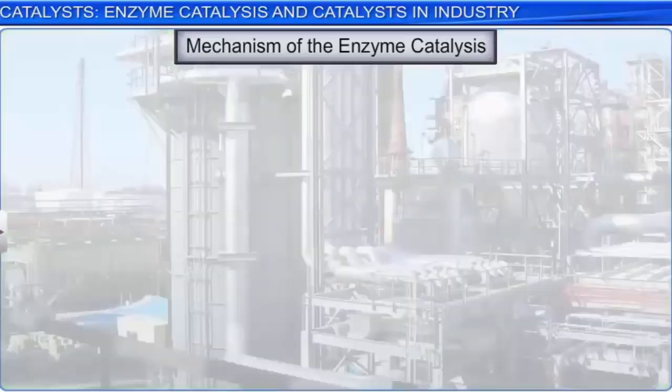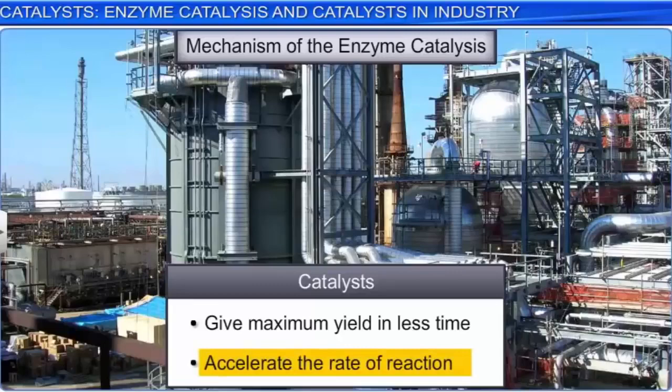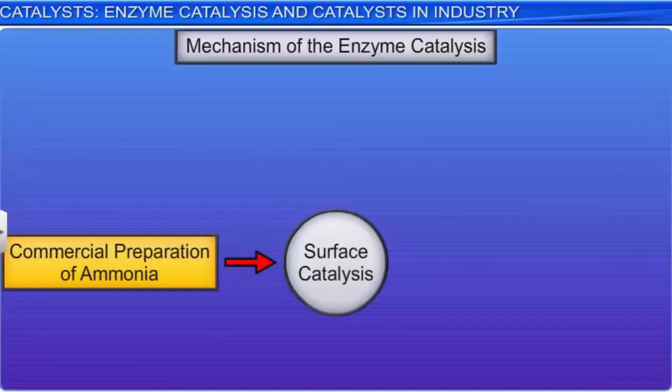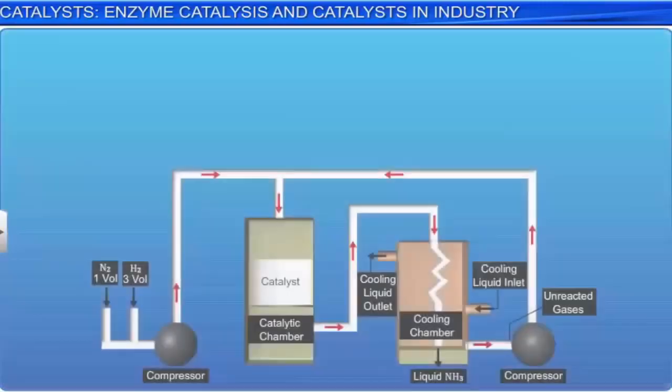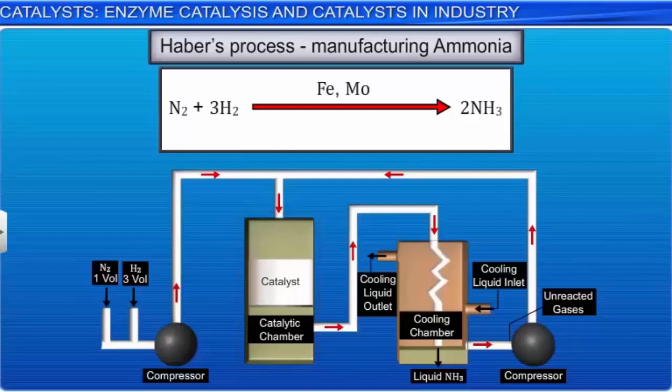In order to procure the maximum yields of the product in the least time, chemical industries use catalysts to accelerate the rate of reactions. The commercial preparation of ammonia, sulfuric acid, and nitric acid are also based on the phenomenon of surface catalysis. Haber's process for the manufacture of ammonia uses iron as a catalyst and molybdenum as promoter. To strike a balance between the quantity and quality of the product, the process is carried out at 723 to 773 Kelvin temperature and 200 bar pressure.